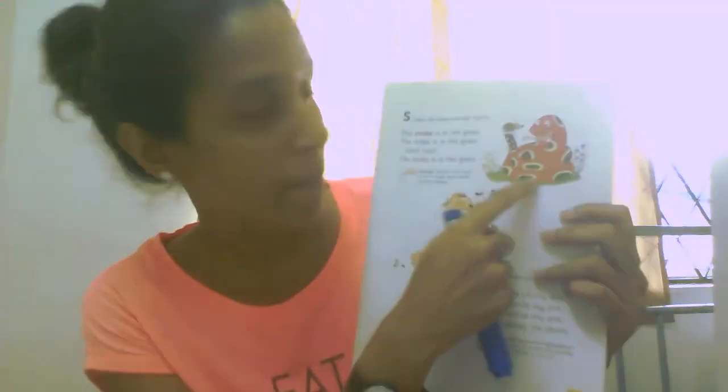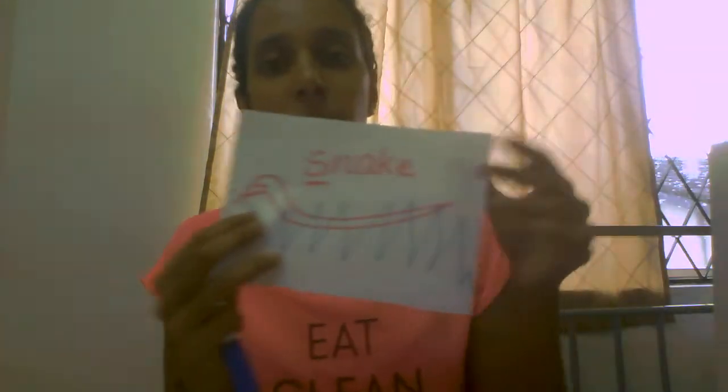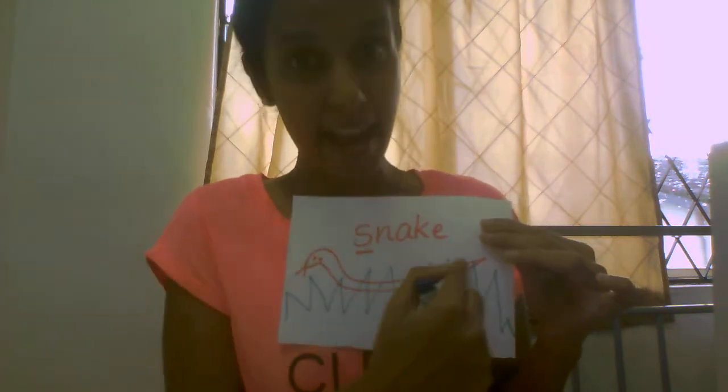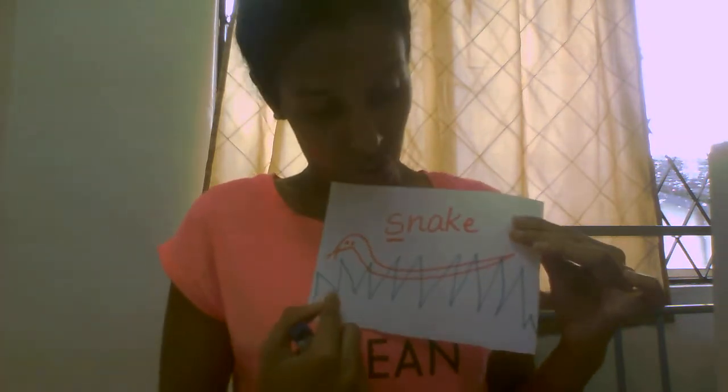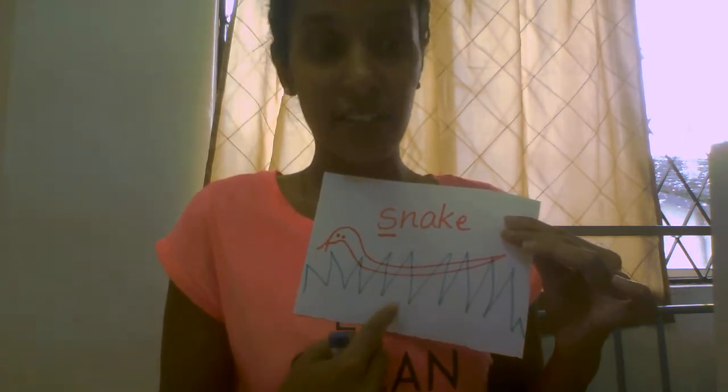So here I have the letter S. And we see a picture here of a snake. Snake begins with a what sound? Begins with a S sound. So we're going to sing a song about the snake which is in the grass. Okay? So I'm going to show you a picture of a snake, a red snake, which is in the grass. The snake is in the grass.